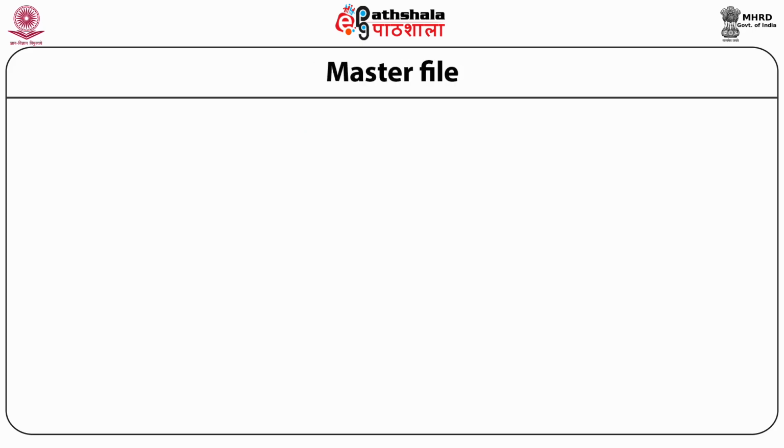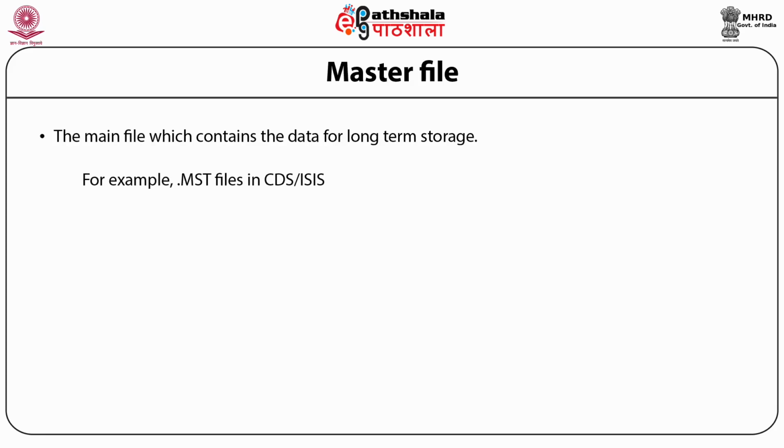Master file. Master files are the main files which contain the data for long-term storage, which can be read afterwards once it is stored. In a database management system, the actual data is stored in the master file. For example, in the CDS-ISIS database, we have a file with an extension .mst, which stores the actual data. Normally, this data is stored in a kind of binary format in CDS-ISIS.